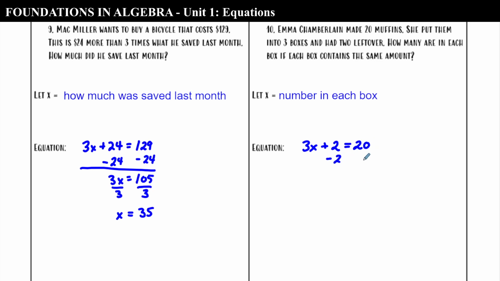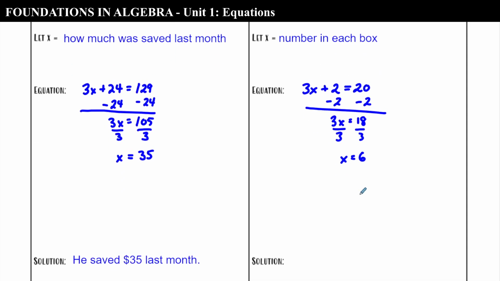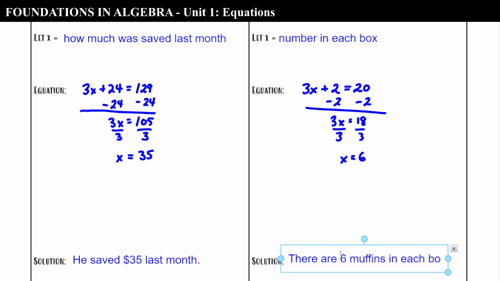So we're going to solve this. Subtract 2 from each side, you get 3x equals 18. And then you divide by 3, and you're left with x equals 6. So our word solution here is going to be, there are 6 muffins in each box. And that concludes this section and the unit.